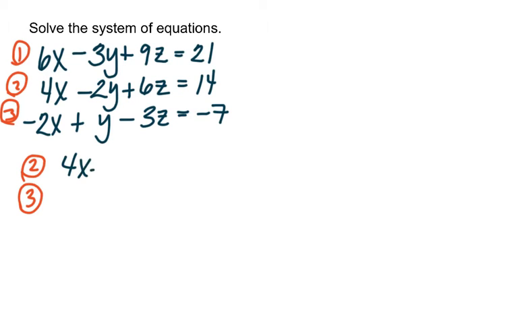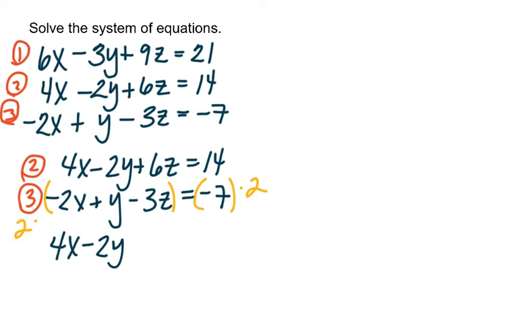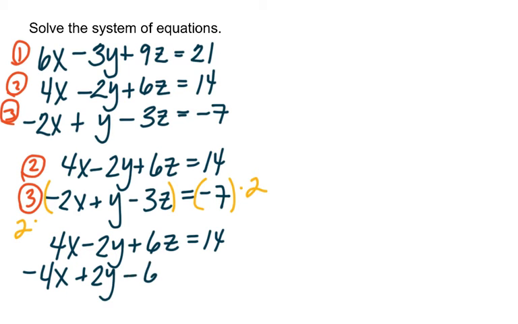So I have 4x minus 2y plus 6z is equal to 14, and negative 2x plus y minus 3z equals negative 7. So if I choose to eliminate x here, then I need to multiply my bottom equation, both sides, by positive 2. So my top equation remains the same. I haven't manipulated it at all. And the bottom equation is going to become negative 4x plus 2y minus 6z is equal to negative 14.